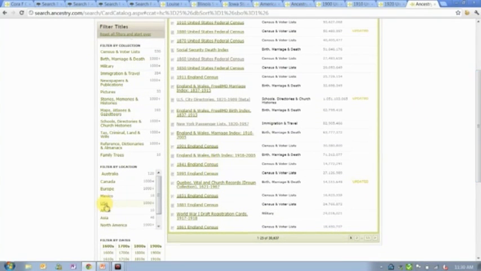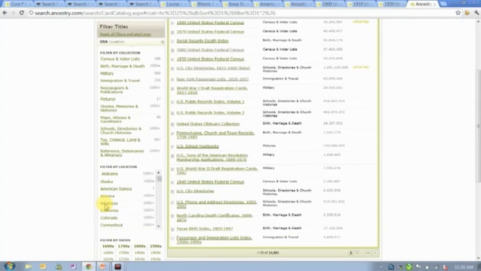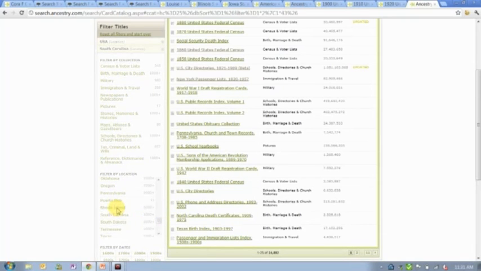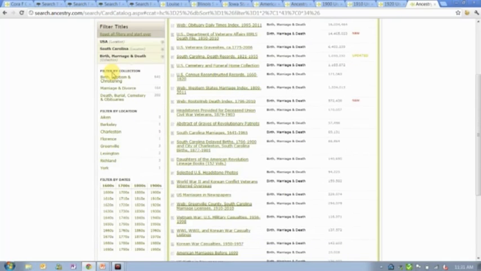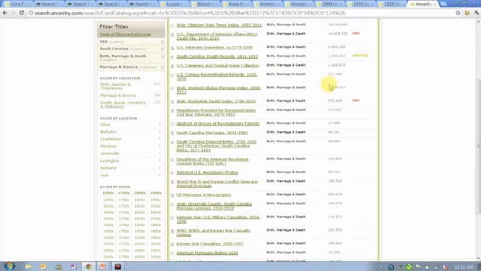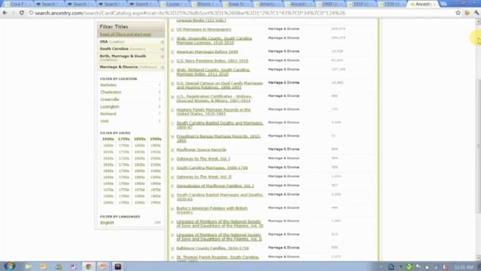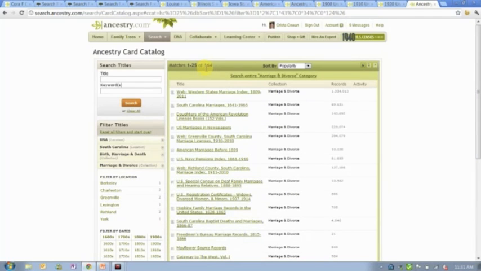So we just went and looked at South Carolina, for example, and learned about when and where those records started being kept. I could come in here and filter down to South Carolina, specifically to South Carolina birth, marriage, and death records, more specifically to South Carolina marriage records. And what you'll see here are 164 different databases that contain records for South Carolina marriages.